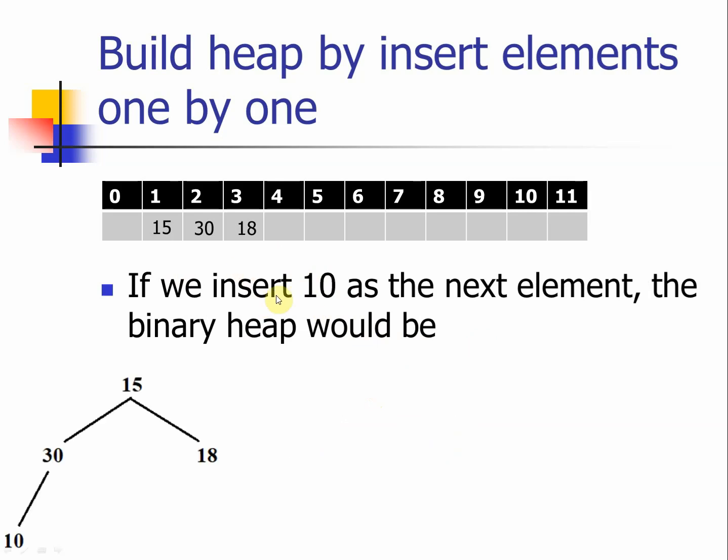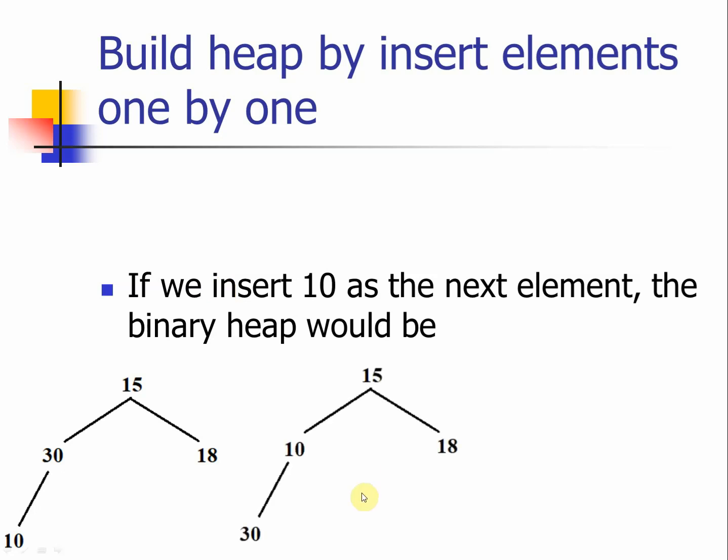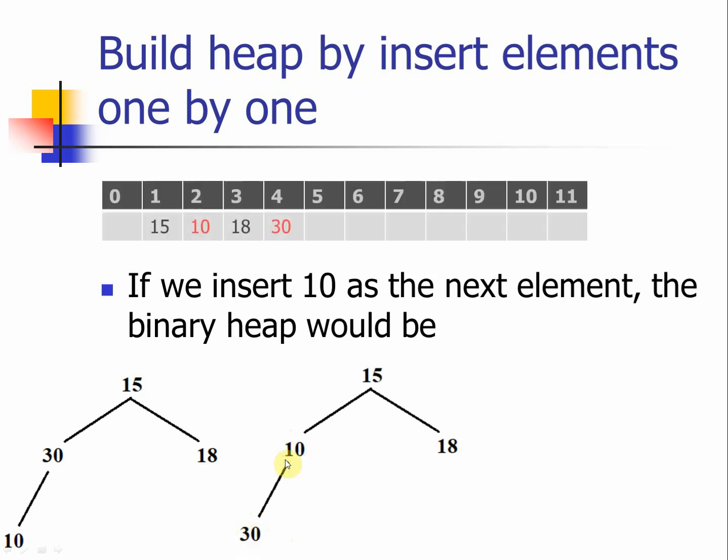Now, if we try to insert one more item, which is 10, then we will put 10 into the next available location. Pay attention to this one. So now, 10 is at index 4. It needs to compare with its parent. So index 4 divided by 2 equals index 2. You need to compare with the element at index 2, understanding that 10 is actually smaller than that. So you need to do the swap. Therefore, you will need to swap the two values, make 10 up over here, and then 30 goes down.